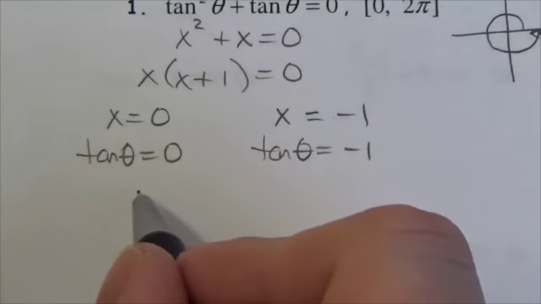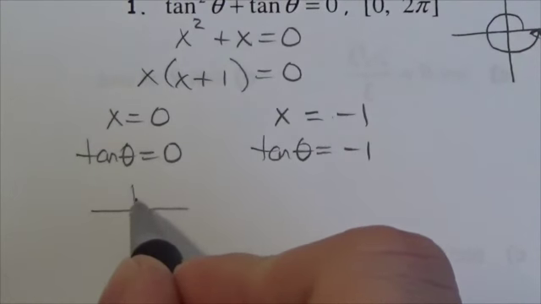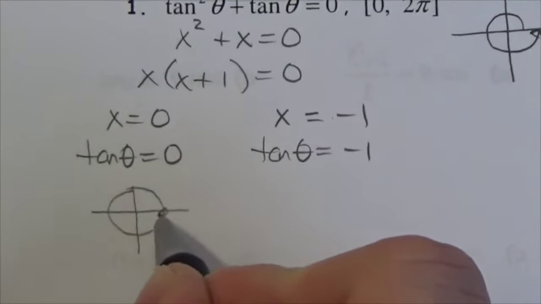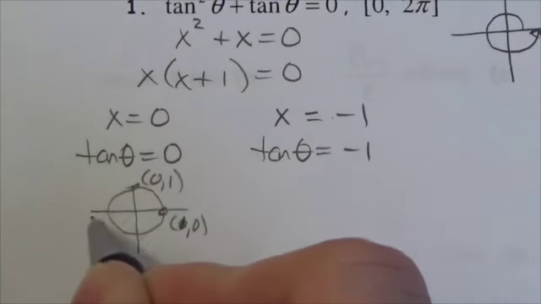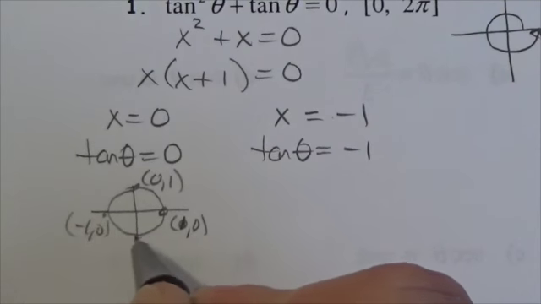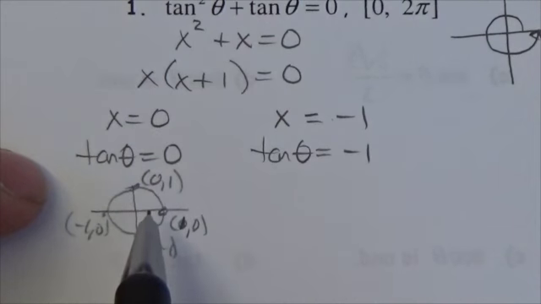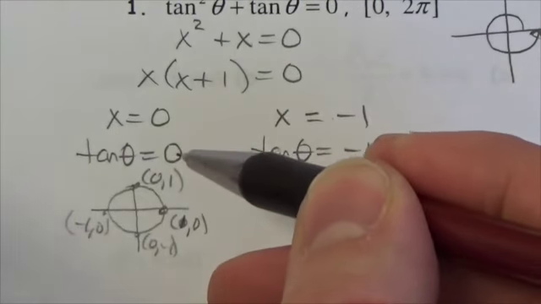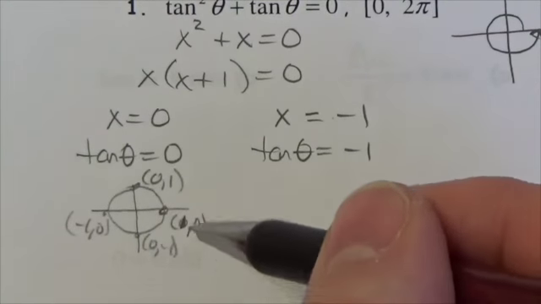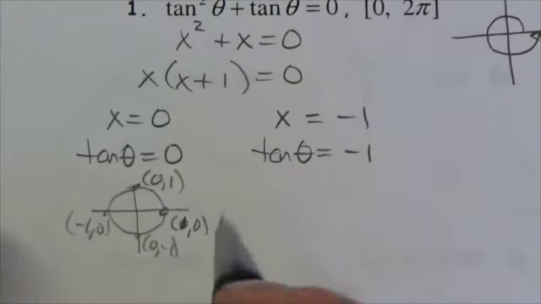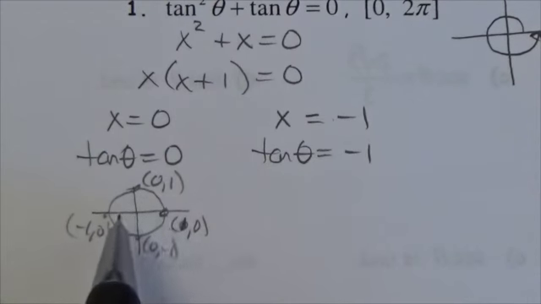When tangent of theta is equal to 0, what I want to do is think about that unit circle, okay? And my points here: 1, 0, the point 0, 1, -1, 0, 0, -1. Now remember, tangent is the y coordinate over the x coordinate. So I've got to think what pair there would equal 0. Well, it won't equal 0 when the x coordinate is 0, because then I get y over 0, and that's undefined. So this can only happen when the y coordinate is 0, and that occurs on the x-axis.